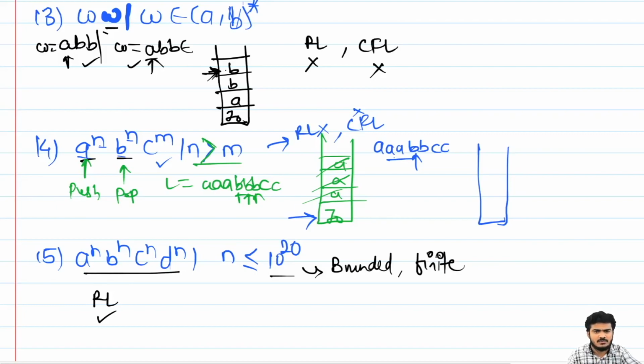So if the language is regular, then it is accepted by a DCFL also and CFL also, meaning the language becomes DCFL and CFL also. Okay, let's see more examples.